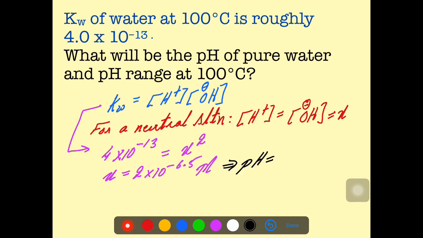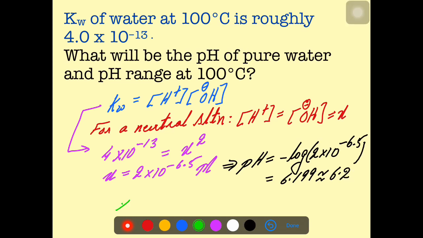So the pH of a neutral solution at 100 degrees Celsius will be minus log of 2 into 10 raised to minus 6.5, and that works out to be 6.199, which is approximately equal to 6.2. So the pH range at 100 degrees Celsius will be from 0 to 12.4.